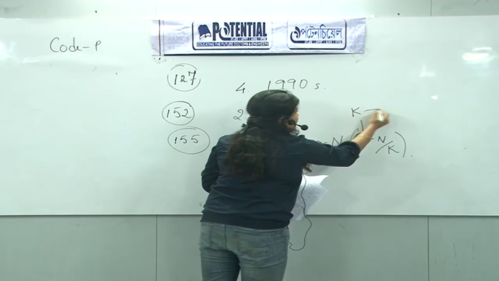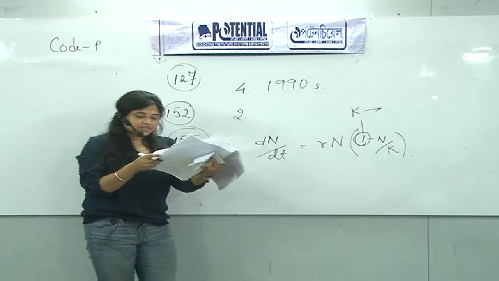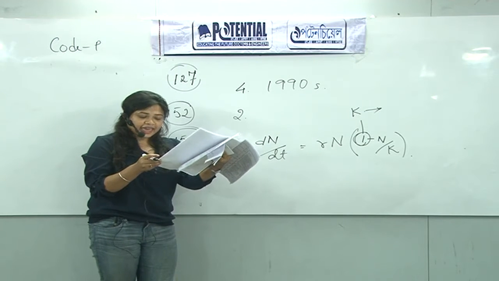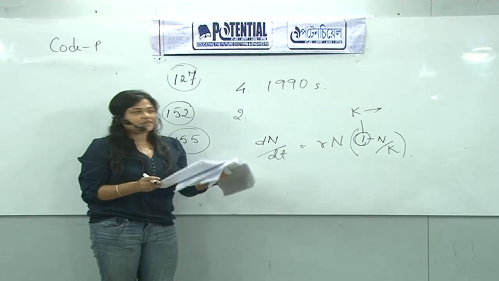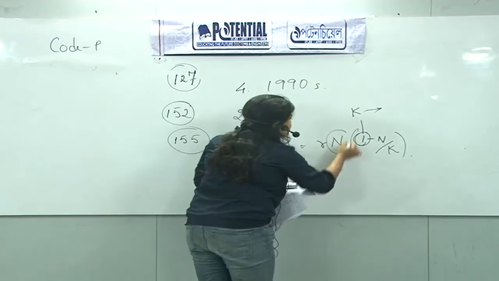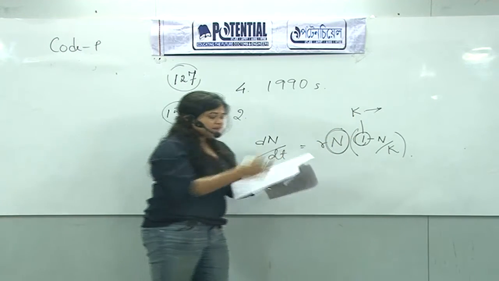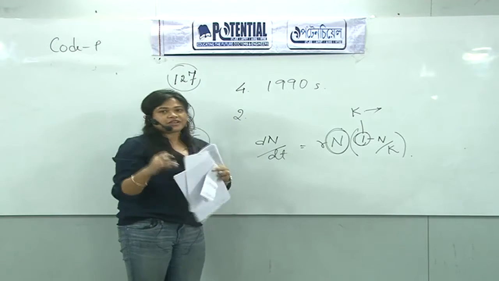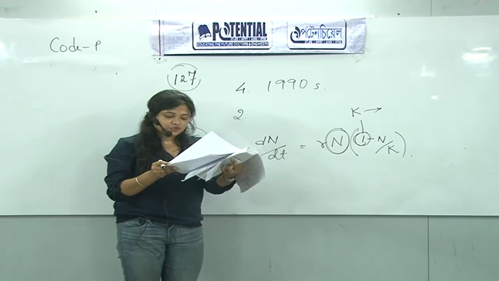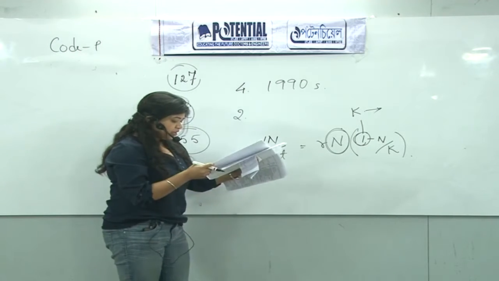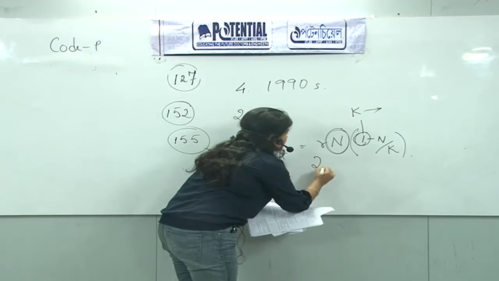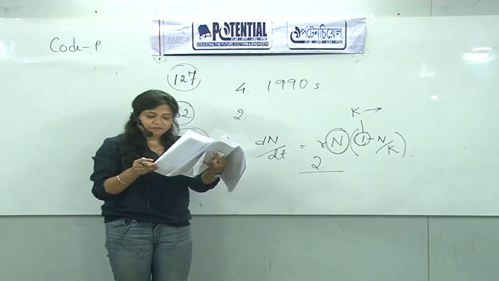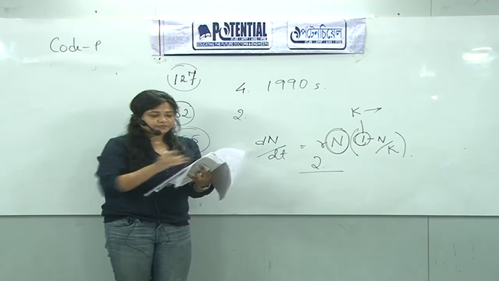So when N nears K, the option will be 2: when N, the population density, nears the carrying capacity of the habitat, the growth rate will be stable. So the correct option will be 2, that is when N nears the carrying capacity of the habitat.